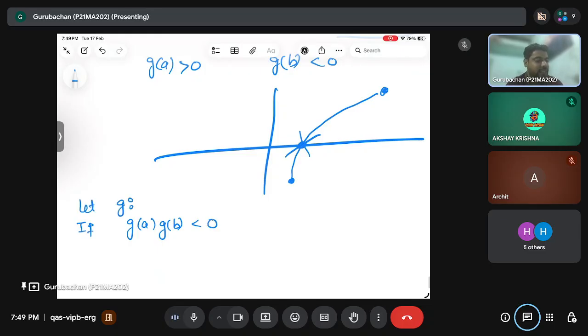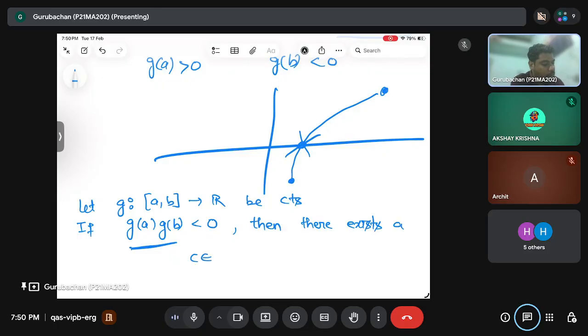Let g from a, b to R be continuous and the product of g of a and g of b be negative. I'm writing negative, meaning one of them is positive and one is negative. A product is negative when one number is positive and one number is negative. Then there exists a c between a and b such that g of c will be 0.